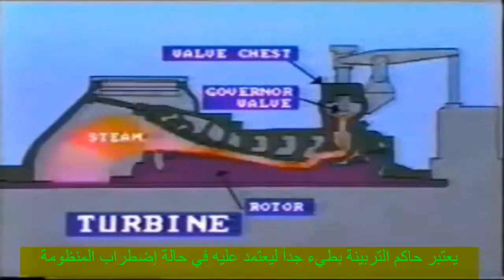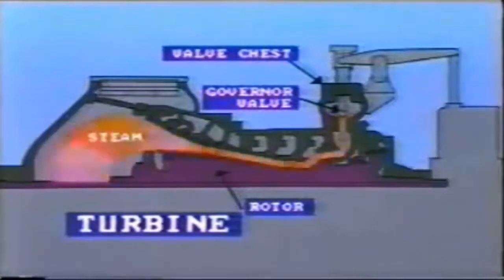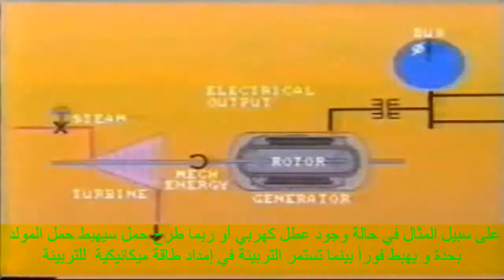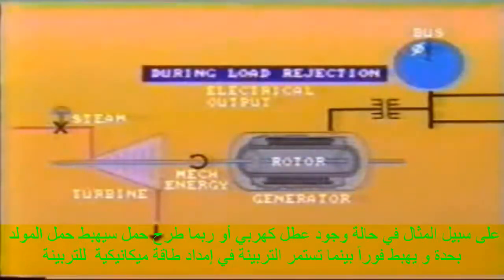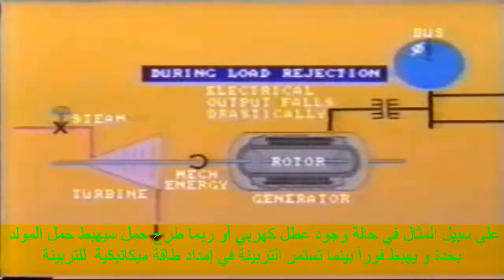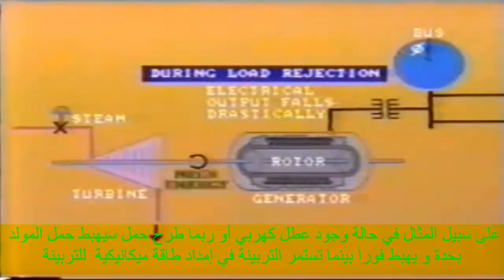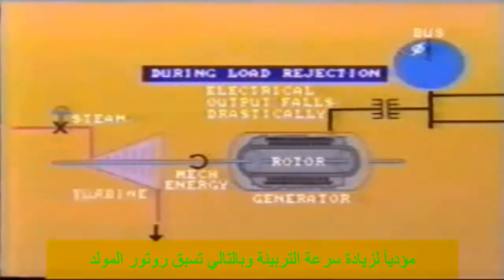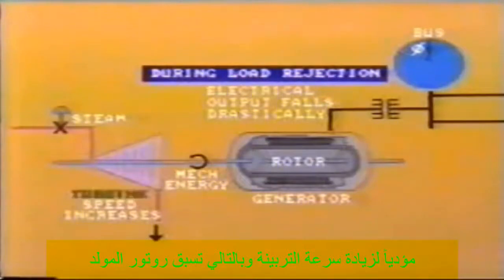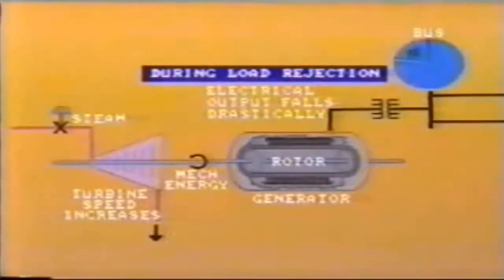The governor is far too slow to account for system disturbances. For example, in the case of an electrical fault or perhaps a load rejection, the output from the generator will fall drastically, and it will fall immediately. At this instant, then, the turbine is continuing to supply mechanical power. In this situation, the turbine's speed will begin to increase and so advance the generator rotor.